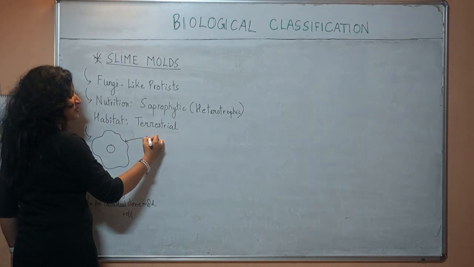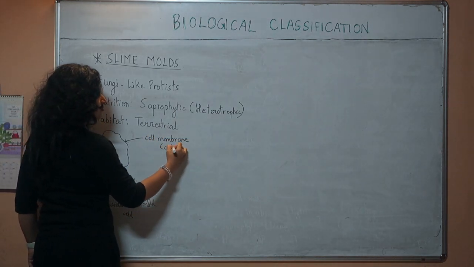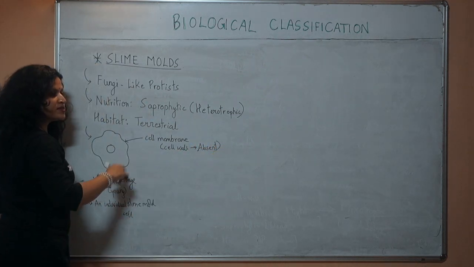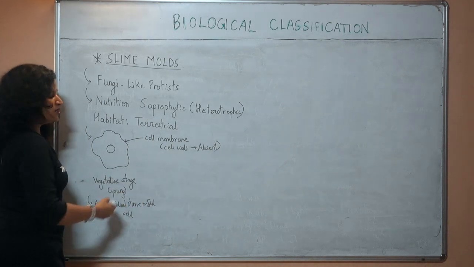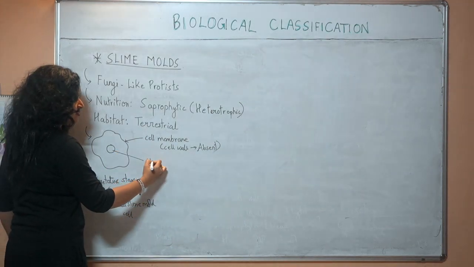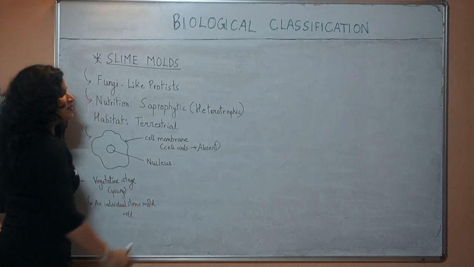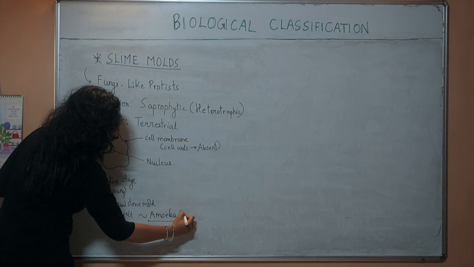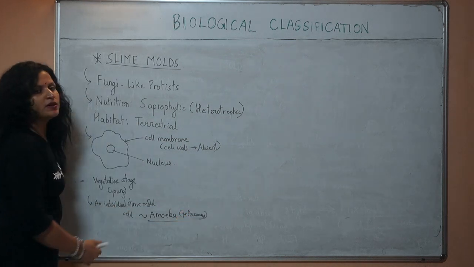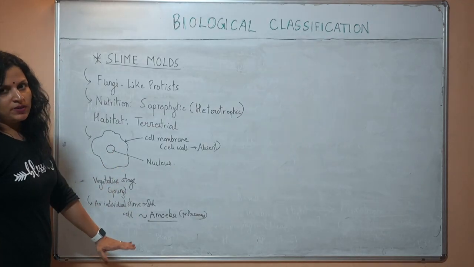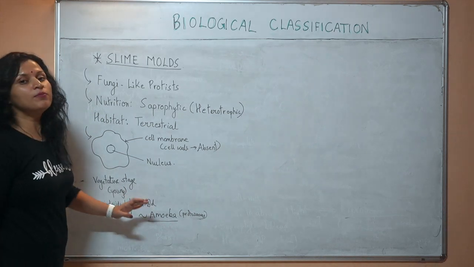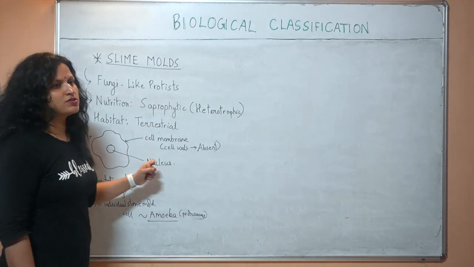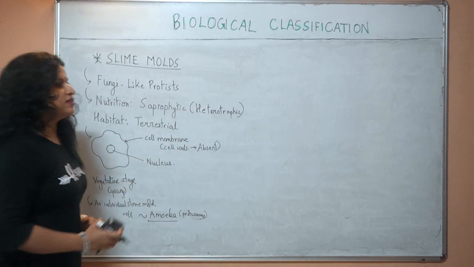Outermost layer will be the cell membrane. Cell wall is absent in this stage. Why am I saying absent in this stage? Because it has another stage. We will find out. Inside you will find a nucleus, and the cell appears similar to an amoeba of protozoans. It is similar to amoeba, this vegetative cell, but it is not an amoeba. You can call it amoeboid. The vegetative cell is amoeboid in nature. This is what the cell looks like, and I will show you the life cycle right away.